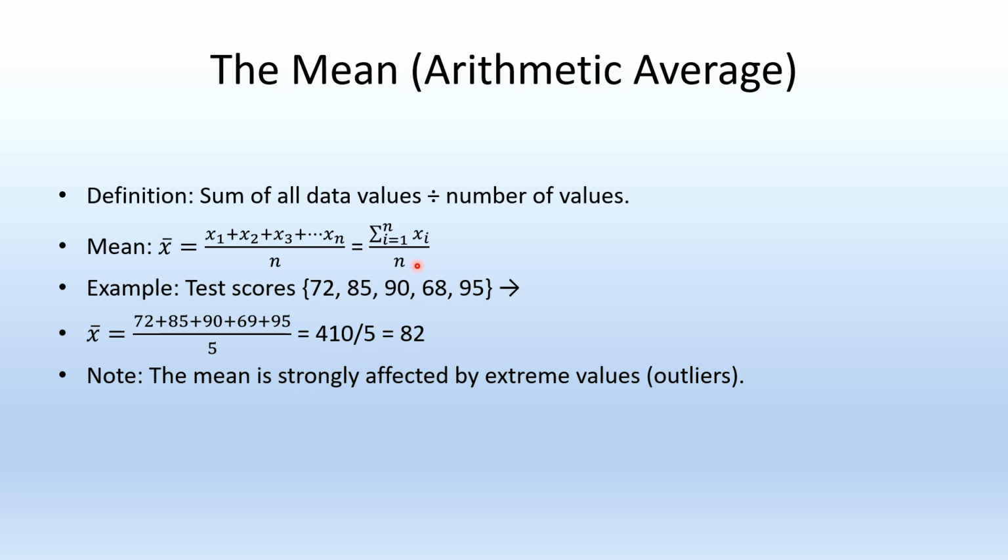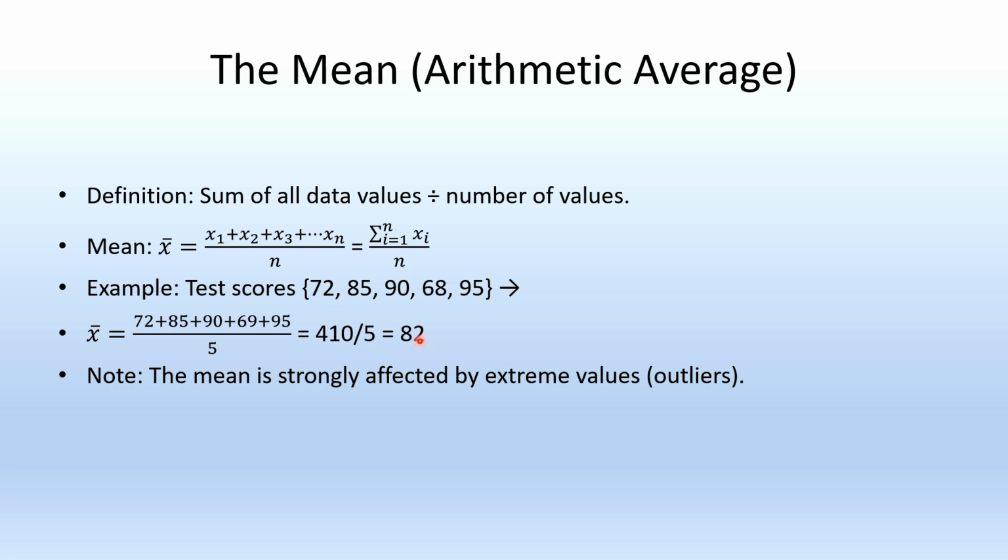In the example of test scores, 5 students got 72, 85, 90, 68, and 95. If we average this together, we take 72 plus 85 plus 90 plus 68 plus 95, then divide by 5. So that's 410 divided by 5, which is equal to 82.